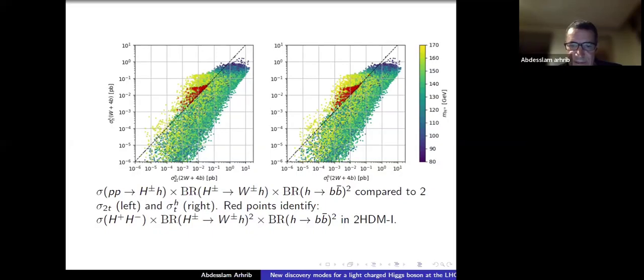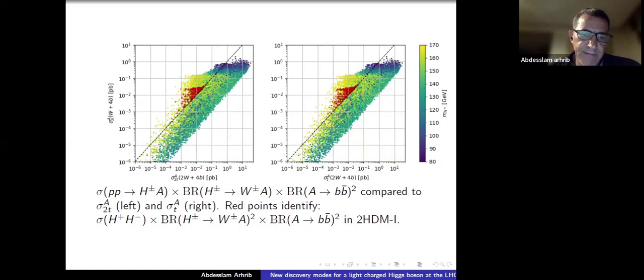Okay, same thing here. This is the cross-section coming from the associated production of top with the charged X. And same story: the cross-section coming from the associated production of charged X with neutral X could be quite a bit larger than the one coming from associated production of top with the charged X. Next slide.